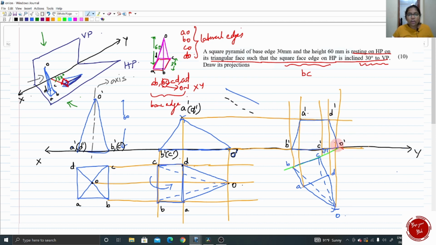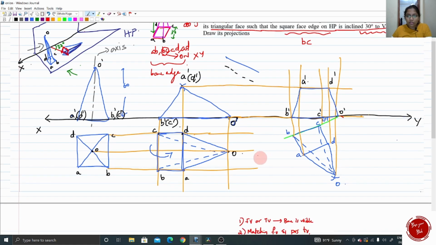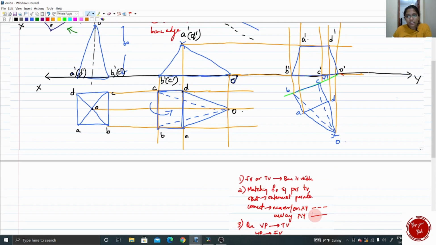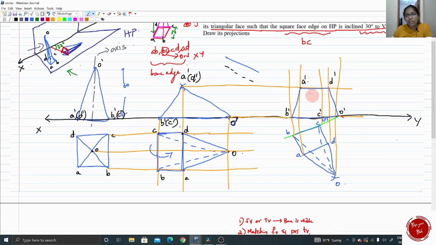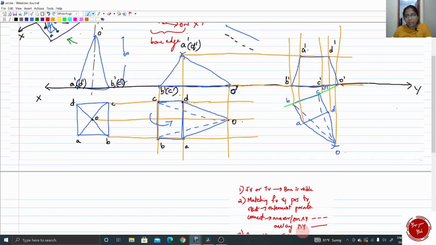Okay. AO is not marked, BO is joined. Yes, CO is also joined and DO is also joined. So we need to join this A dash O dash. How to join this? According to the rule that we have noted, nearer on XY we must use dashed lines, and away from XY it is a continuous line. So check for the AO edge in the top view. AO is far away from the XY. So away from XY means it is a continuous line.